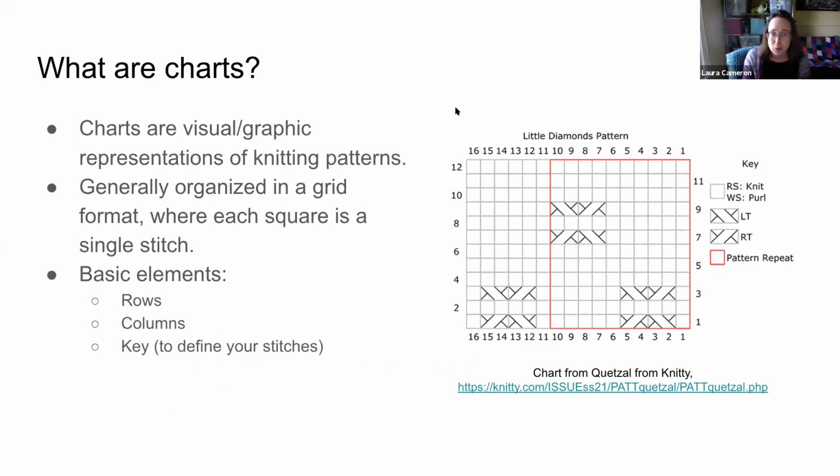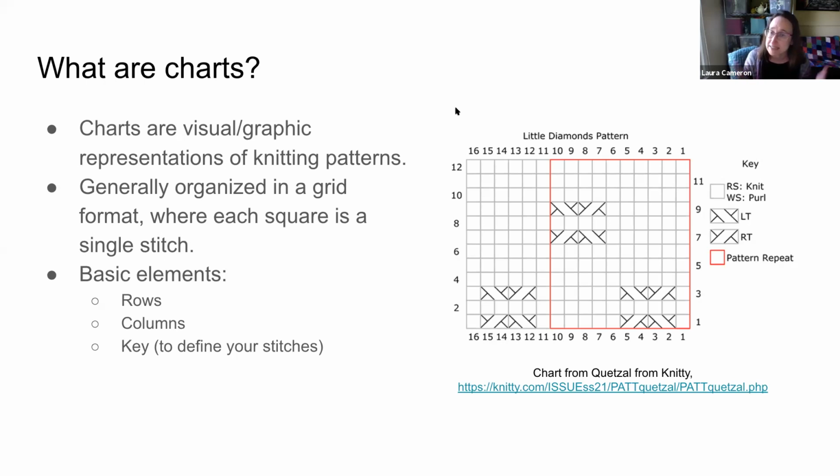Charts are a visual representation of your knitting. What they do is they can eliminate long rows of written instructions, and they give you sort of an easy way to see what your knitting should look like. But they can kind of look like hieroglyphics. So we're going to go over a little bit about charts today and how you would read them.